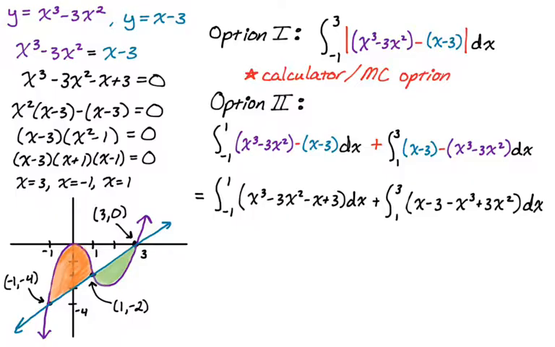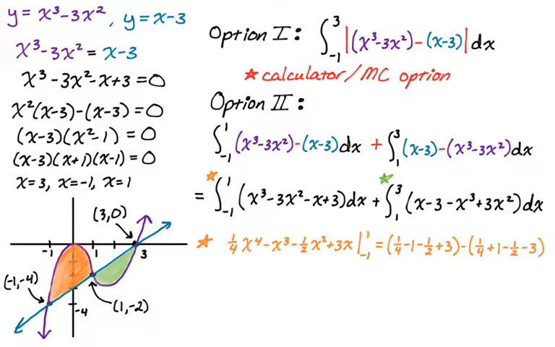And now I'm going to label each of these and do each one separately. So the first one, I'm going to find some antiderivatives. So it's 1/4 x to the 4th minus x cubed minus 1/2 x squared plus 3x. And we're going from negative 1 to 1. And first thing I do here is substitute in the 1. So it's the quantity 1/4 minus 1 minus 1/2 plus 3. Minus, I'm going to substitute -1. So I get 1/4 plus 1 minus 1/2 minus 3.